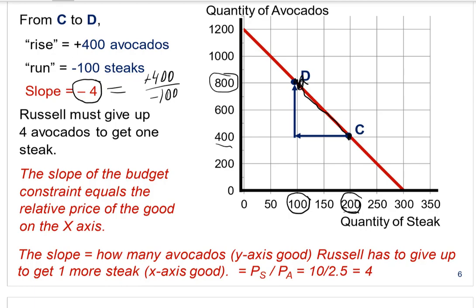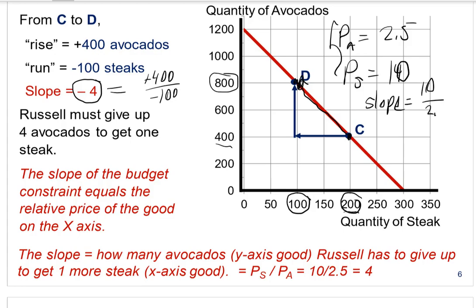So remember what the prices were. Price of avocado was £2.50 per avocado, and price of steak was £10. Sorry, apologies, this is £10 here. We get exactly the same result if we simply calculate the relative price here. So the slope is basically equal to 10 over 2.5, and that gives us 4.